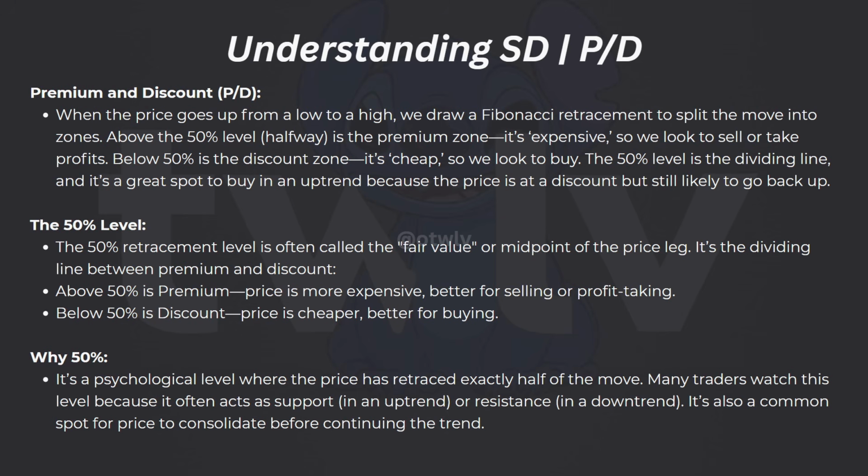So the 50% level is the dividing line, and it's a great spot to buy if we're in an uptrend, because the price is at a discount, but we're still most likely to go up, right? I'll show you that with an example. The 50% retracement level is often called fair value or the midpoint of the price leg. It's dividing them up again, like I said. Above 50% is premium, below is discount.